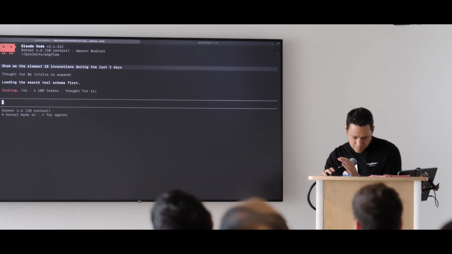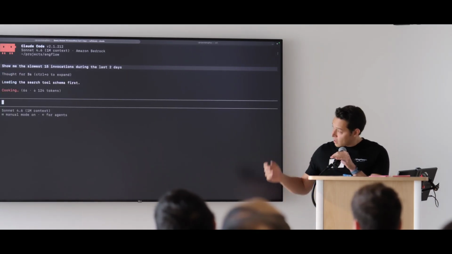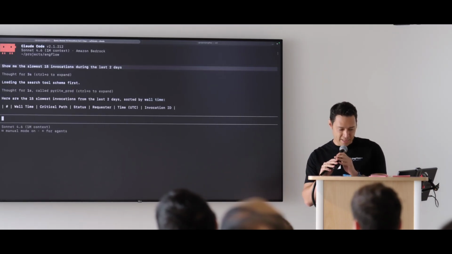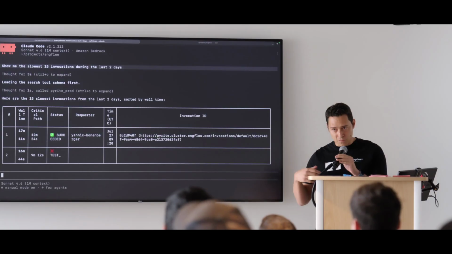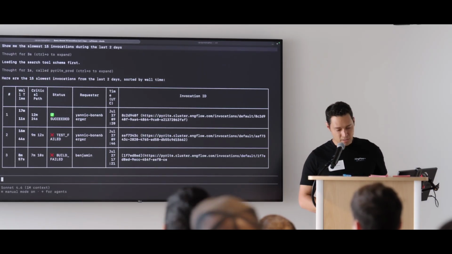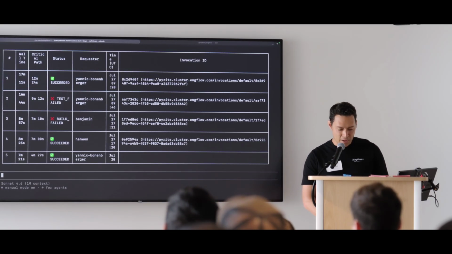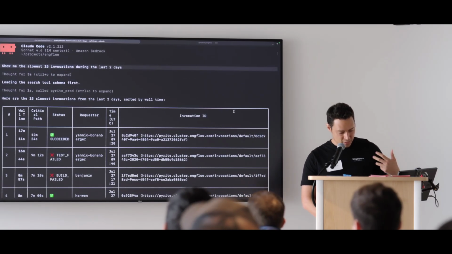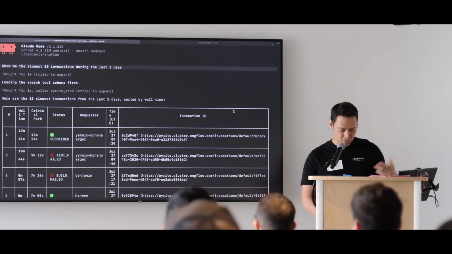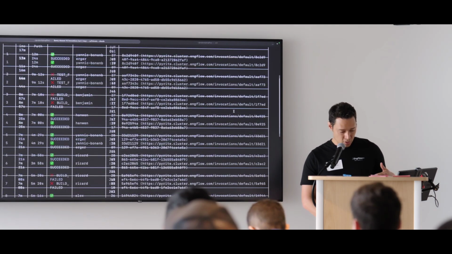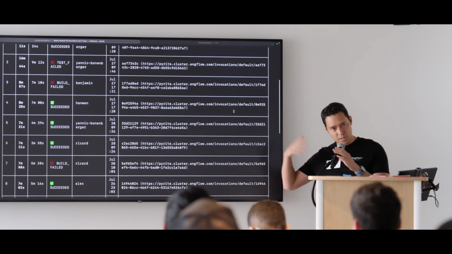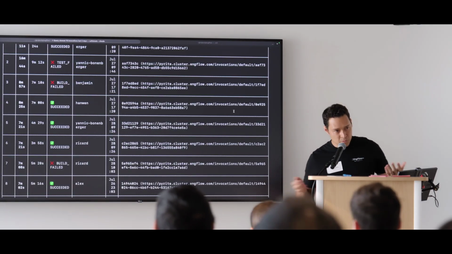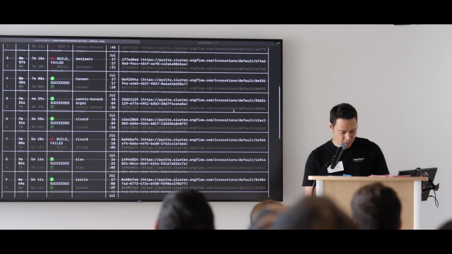So now I'm using the EngFlow MCP, and I'm asking it to go into the cluster and tell me which are the slowest invocations from the last 2 days so that I can start evaluating. And then it's giving me back these answers: the wall time, the critical path, the status, the requester, and the invocation ID. Why do I do this? Because I can do this also in the UI or in another place, but this is a very common pattern, just looking for slow invocations and seeing if there is a culprit.